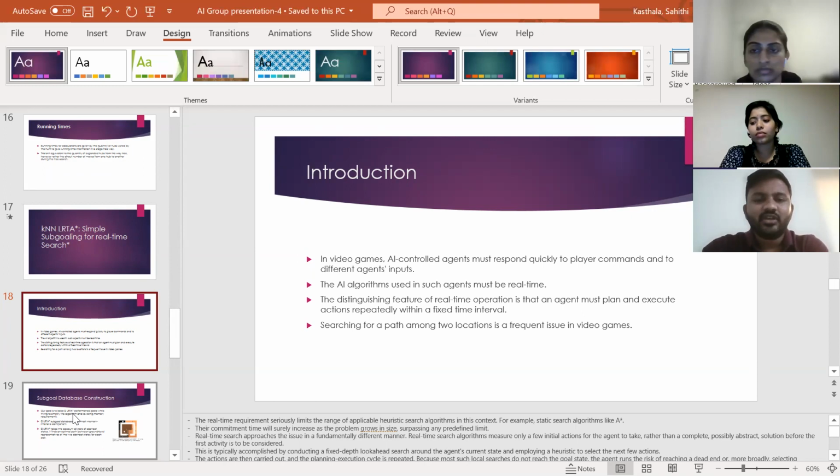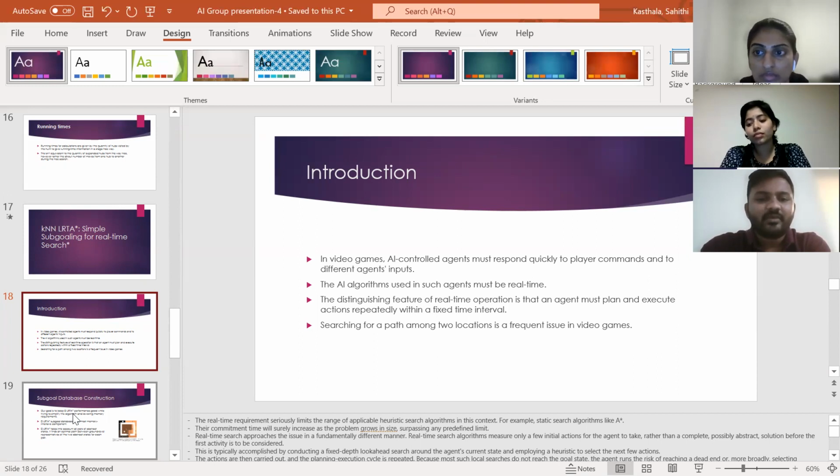Commitment time will surely increase as the problem grows in size, surpassing any predefined limit. Real-time search approaches the issue in a fundamentally different manner. Real-time search algorithms measure only a few initial actions for the agent to take, rather than completing possibly abstract solutions before the first action is considered. This LRT star search is typically accomplished by conducting a fixed-depth look-ahead search around the agent's current state and employing a heuristic search to select the next few actions. The actions are then carried out and the planning-execution cycle is repeated. Because most such local searches do not reach the goal state, the agent runs the risk of reaching a dead end or, more broadly, selecting suboptimal actions.